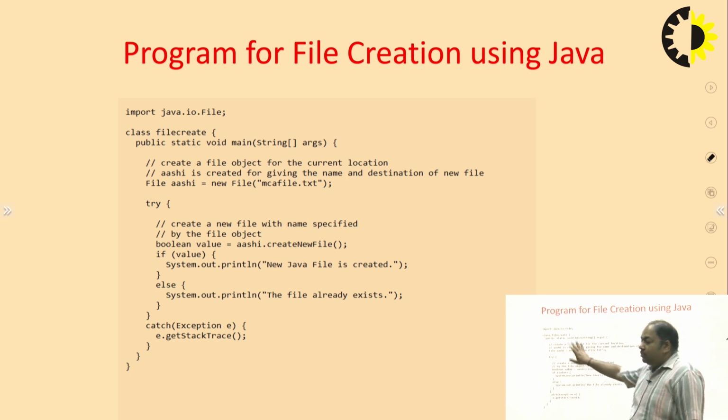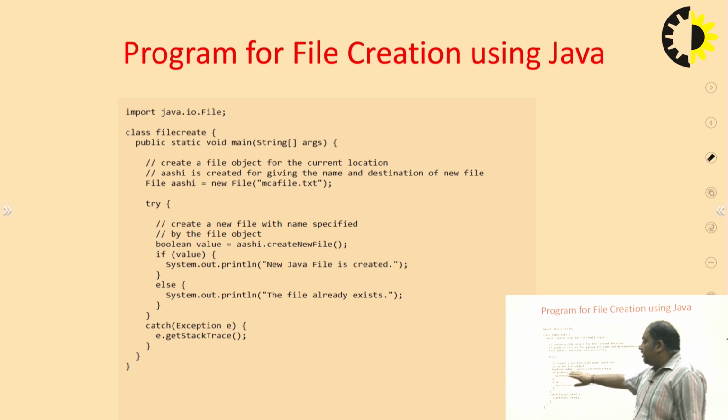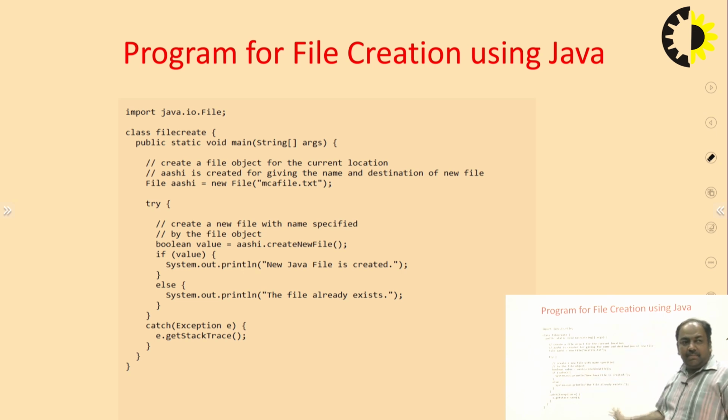So then using a try and catch block, we create a new file by using the file object, and after creating that file, this file will initially be blank. If this file is newly created, then it will show the message new file is created, and if this file already exists, then it will show the message the file already exists. So now we will see an output.